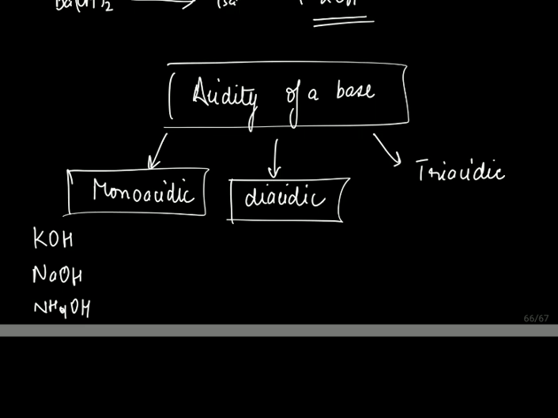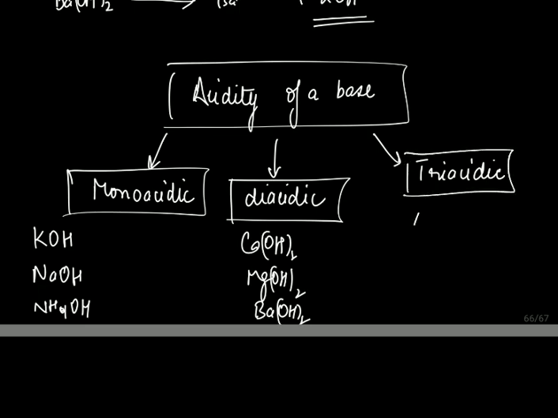So the definition will be again the same. Any molecule of base on complete ionization produces one hydroxyl ion in aqueous solution, and that is what we call mono. Mono stands for one. Di: we can have calcium hydroxide, magnesium hydroxide, barium hydroxide. All these are diacidic, they are going to release two hydroxide ions. Triacidic, three. We have aluminium hydroxide, ferrous hydroxide. Many examples are there.